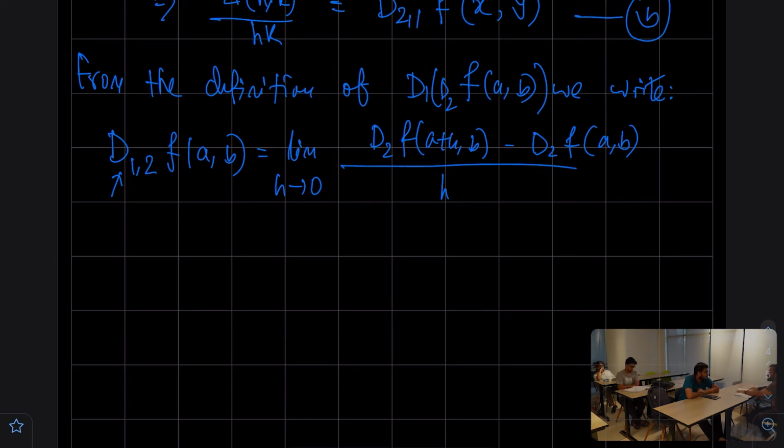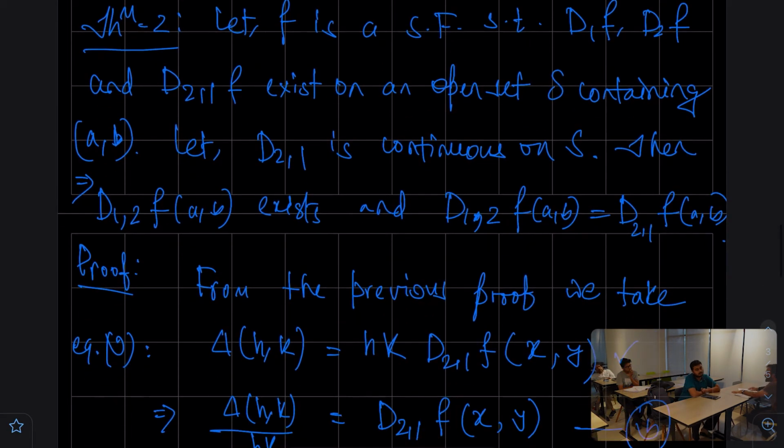Can you repeat? The derivatives exist and they're continuous, the derivatives, not the function, because a function can be continuous and the derivative might not exist. So you may assume that they are equal. If D1 of F and D2 of F and D21 exist on an open set, and D21 is continuous, then D12 exists, and not only does it exist, the derivatives commute at the point.